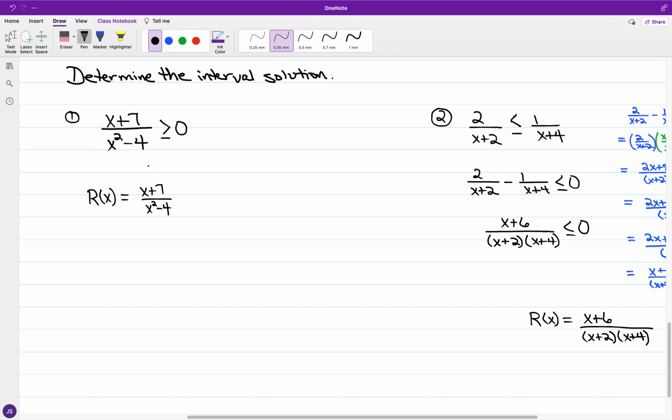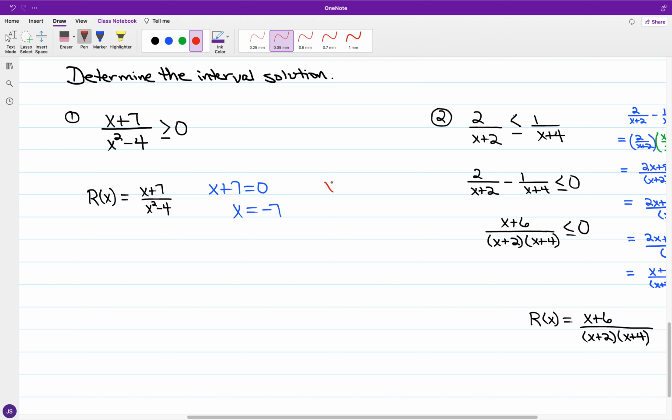Okay, so we have x plus 7 all over x squared minus 4. And again, the nature of the inequality is greater than or equal to 0. So with the equal sign, we're looking at separating the zeros that are in the domain apart from those that are not. Okay, so going ahead and identifying the zeros. From the numerator, from x plus 7, if I set this equal to 0, we have x equal to negative 7.